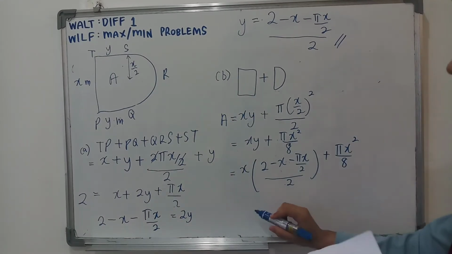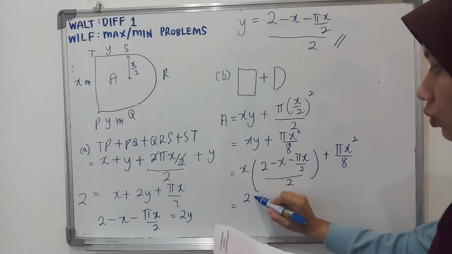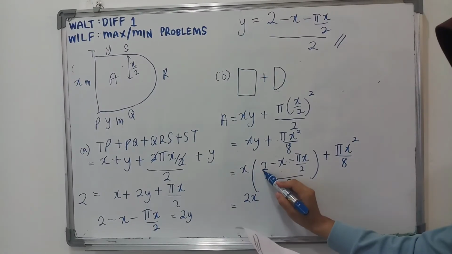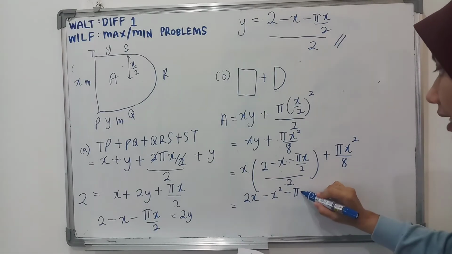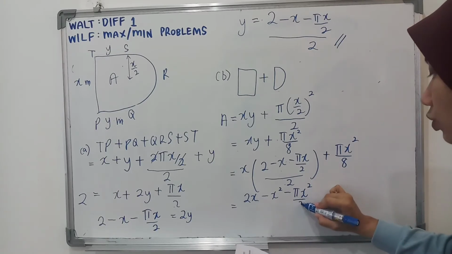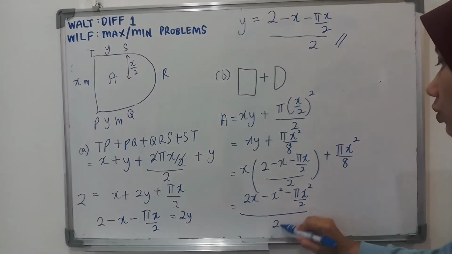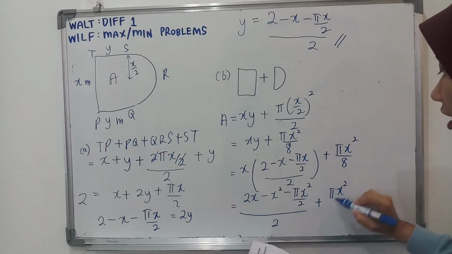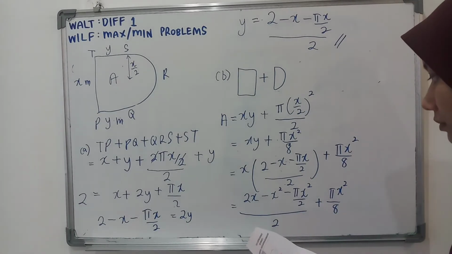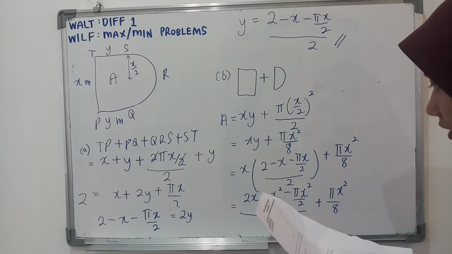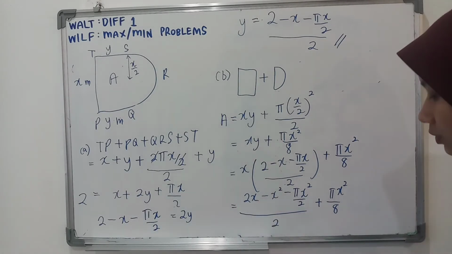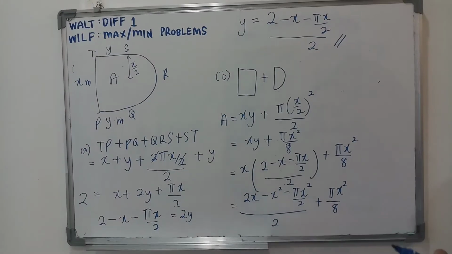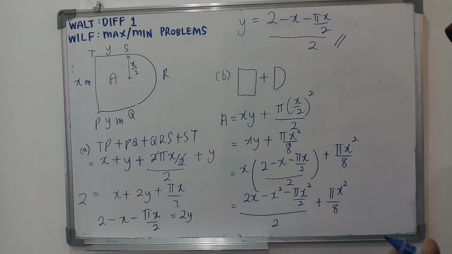Okay, so let's solve this. You will get 2X, I multiply in, minus X square, minus pi X square over 2, and then everything over 2, plus pi X square over 8. Then minus 1 over 4 plus 1 over 8.